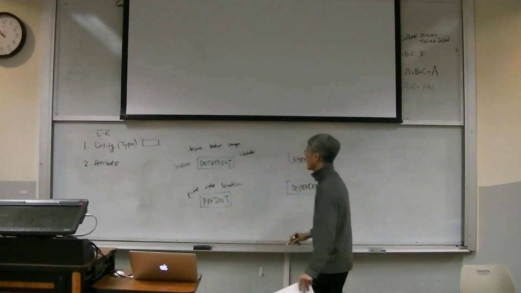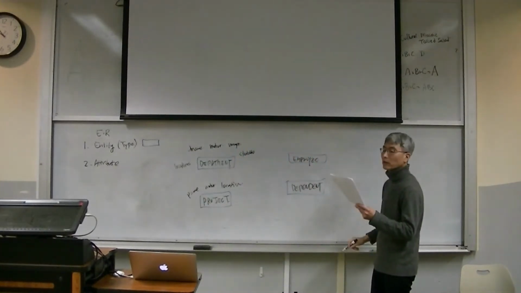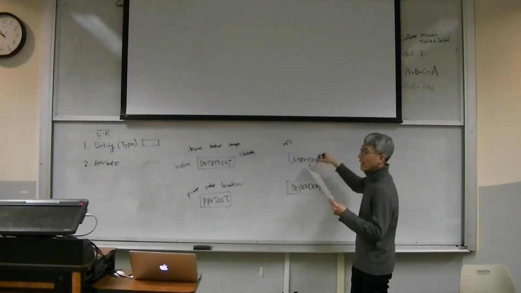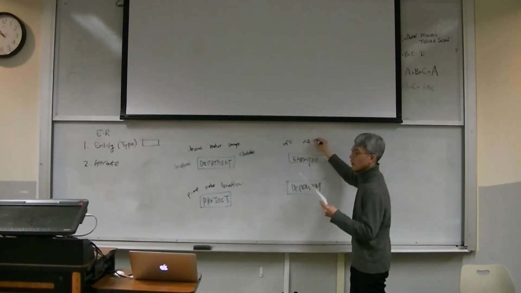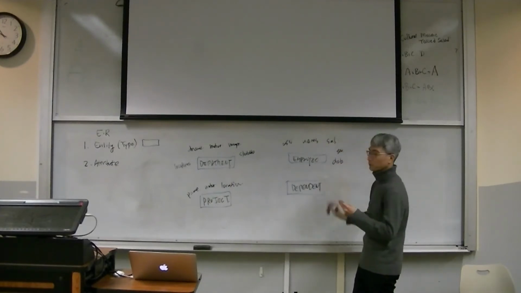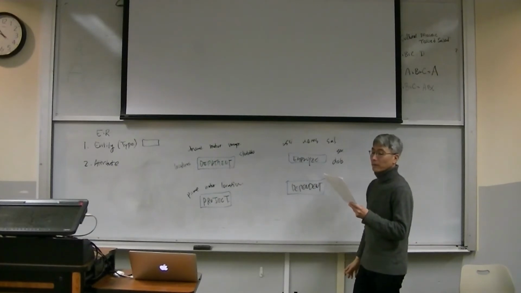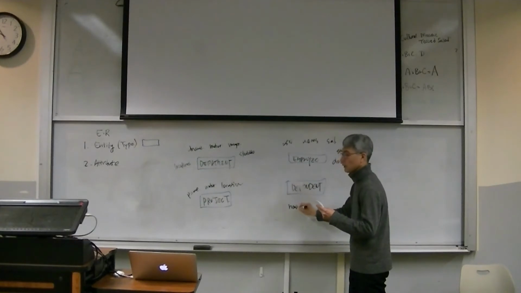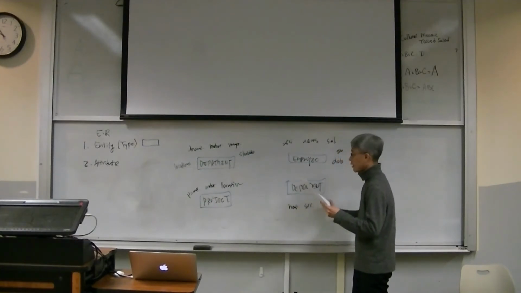Okay, like this. And for the employee, social security number, and the address, and salary, sex, and the DOB, birthday. And for the dependent, keep track of name, and sex, DOB, and the relationship.